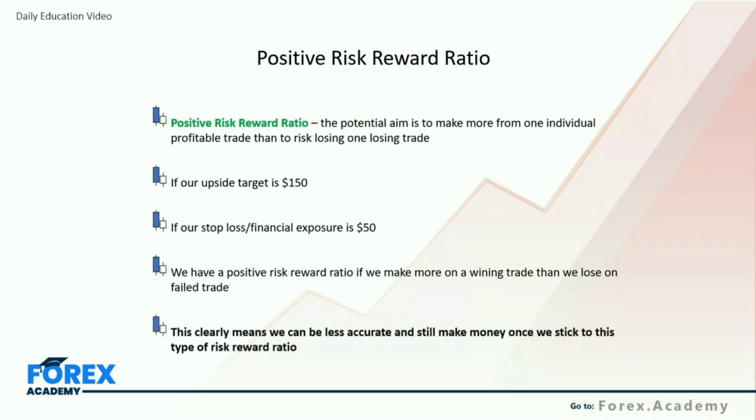This clearly means we can be less accurate and still make money once we stick to this type of risk-reward ratio. It's quite difficult to develop a level of consistent accuracy in the markets, guys, because it's very difficult to structurally hit a 70% or 80% win ratio. That's very difficult if you're a scalper, a day trader, a technical analyst, a fundamental trader or a long-term trader. So you want to develop something where you find a balance between your accuracy and your risk-reward ratio.